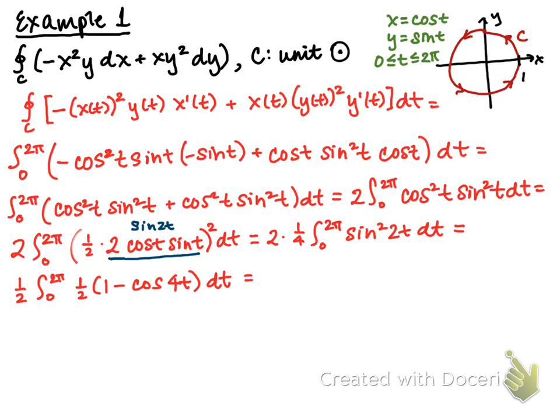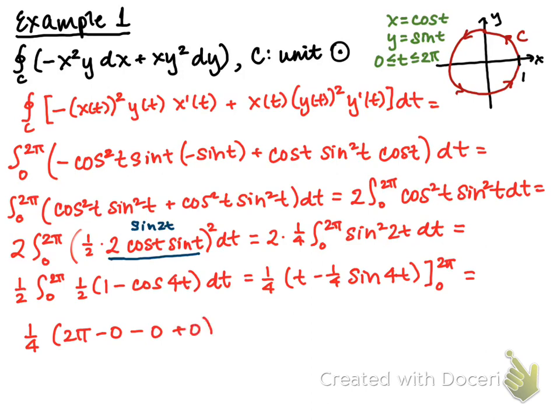Okay, so what do I have now? I have a fourth, and I can integrate now. This is going to be t minus 1/4 sine 4t from 0 to 2 pi, which is 1/4, and I'm going to plug in, and I'm going to get 2 pi minus 0 plus 0. And so I get pi over 2. Now, that certainly wasn't difficult at all.